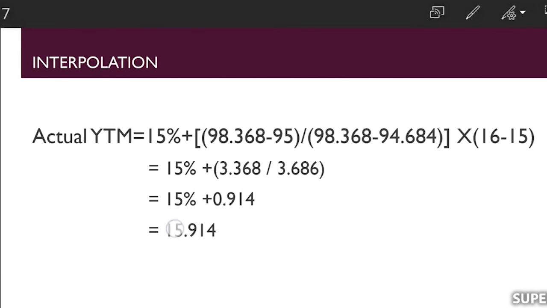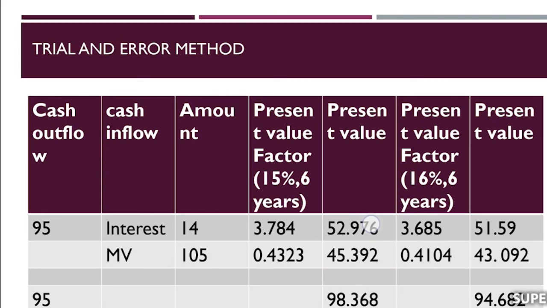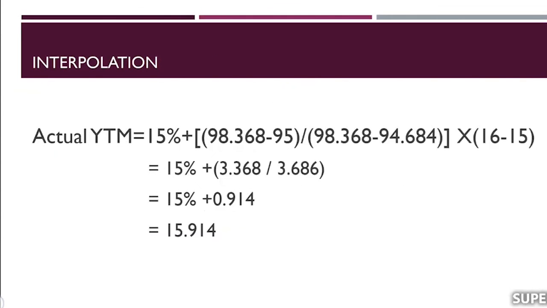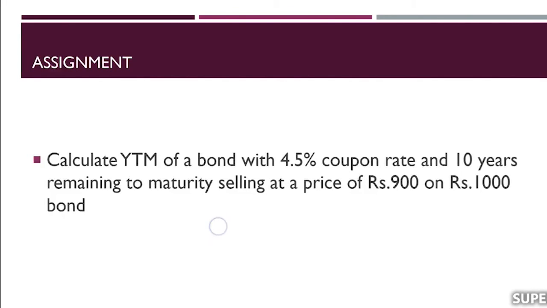So here lower discount rate is 15%. Then P1 is present value at lower rate, that is here 98.368, and present value at higher rate is 94.682, and our cash outflow, that is Q, is 95. So we are applying all these things in the equation: 98.368 minus 95 divided by 98.368 minus 94.682, into 1, that is 16 minus 15. Then we will get 3.368 divided by 3.686, that's equal to 0.914. Now we are adding this 0.914 with 15%, then we will get 15.914% as actual YTM.